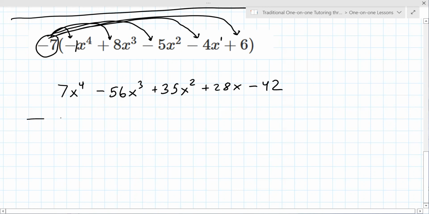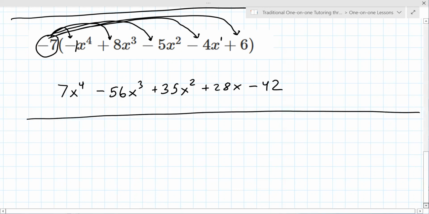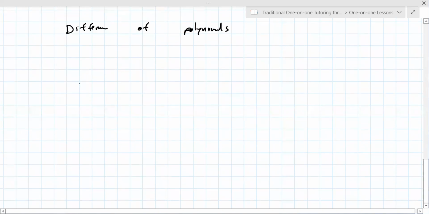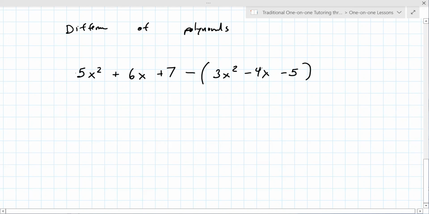Good. Okay. So the earlier topic you actually scored really well on, but it's called difference of polynomials. And this is one where I just want to go through a few exercises with you. So let's say it's 5x squared plus 6x plus 7 minus 3x squared minus 4x minus 5. I'm sorry, let me put the pluses in here. Sorry about that. So we're going to subtract these polynomials.